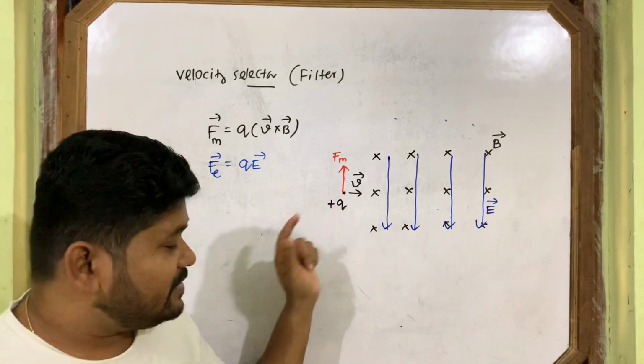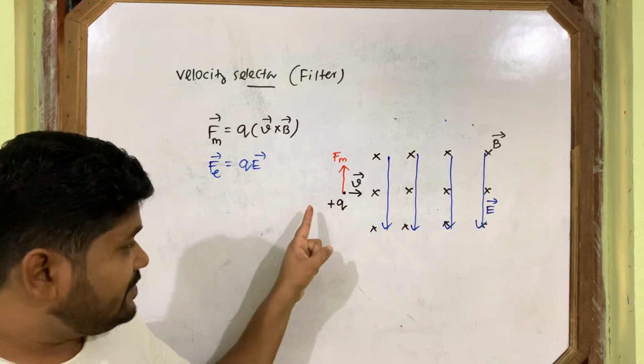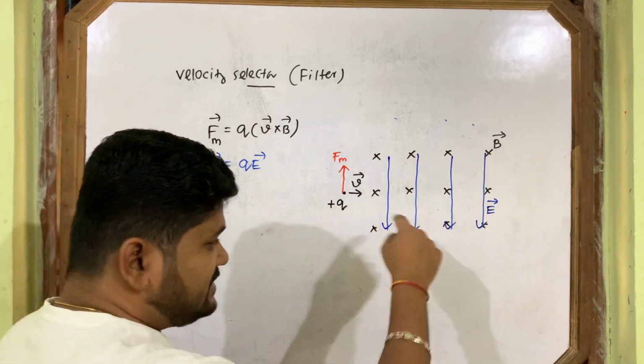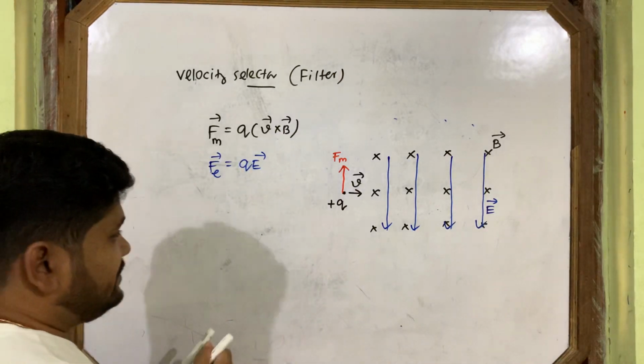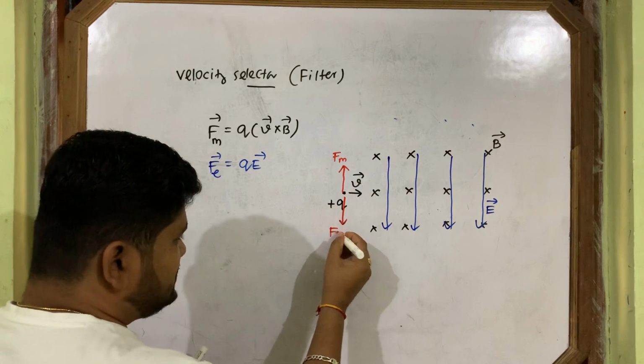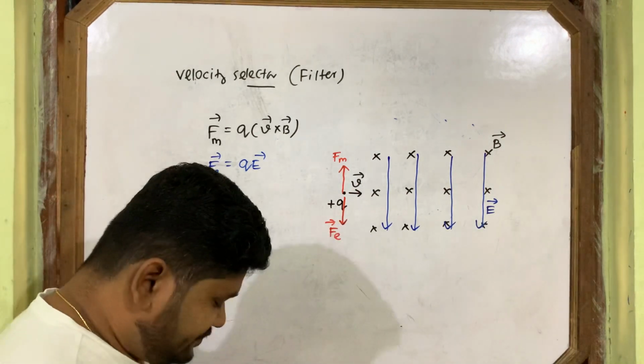Okay, but here Q is positive or negative? Positive. If Q is positive, the force will be along the electric field. The electric field direction is downward, so the force will also be along the electric field, that means it is downward. So this is your electric force.